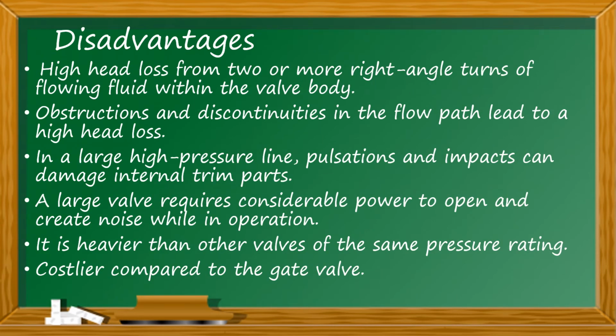Besides advantages, it also has disadvantages. Globe valves have high head loss from two or more right angle turns of the flowing fluid within the valve body. Obstructions and discontinuities in the flow path lead to a high head loss. So as mentioned earlier, if pressure drop is not a concern, then we use the globe valve, otherwise the gate valve is preferred. In large high-pressure lines, pulsations and impacts can damage internal trim parts.